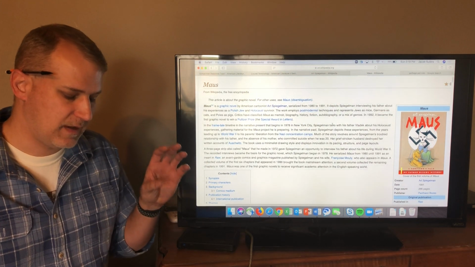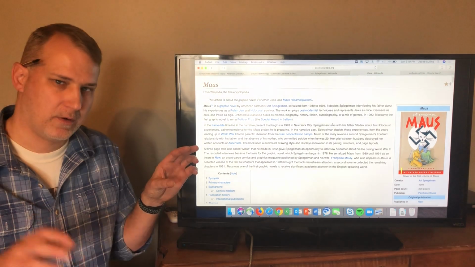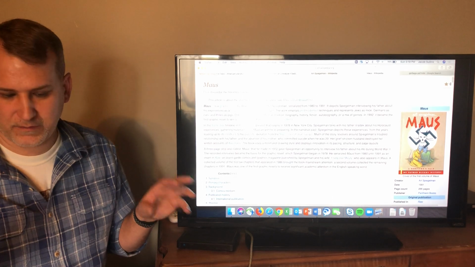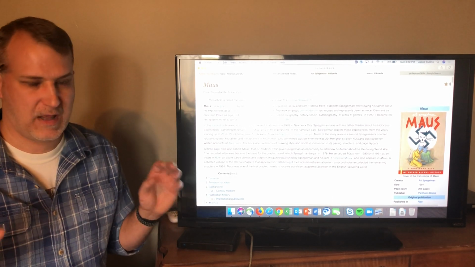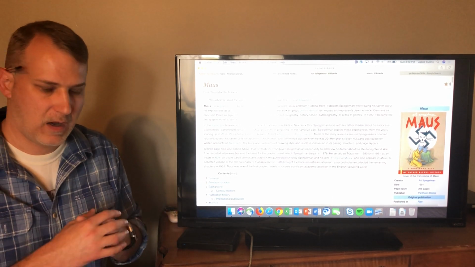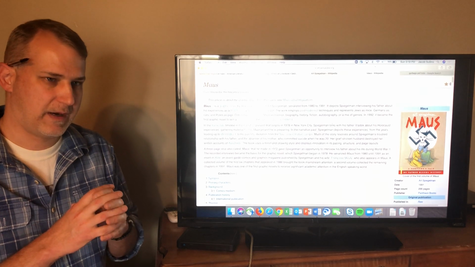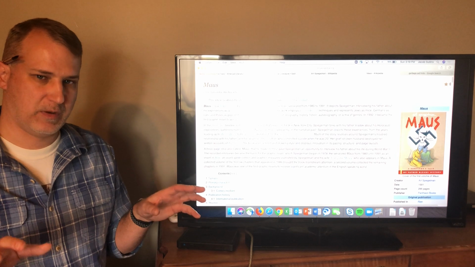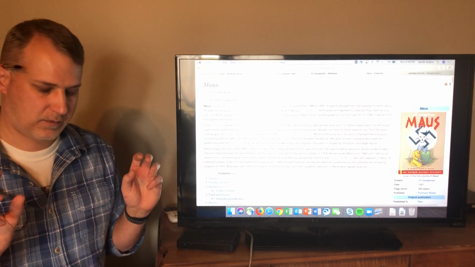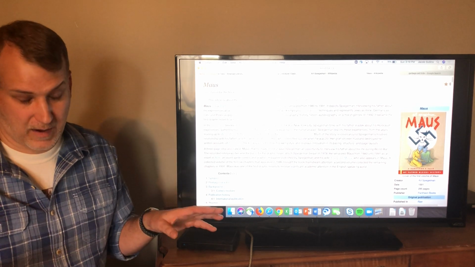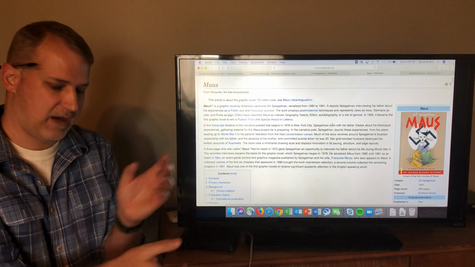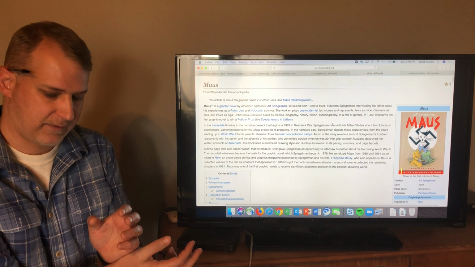And he uses this device of the graphic novel and of making the Jewish people mice and the Nazis cats and the French people frogs. He sort of plays with these stereotypes. One of the common pieces of Nazi propaganda presented Jewish people as rodents, as rats or mice. And so what Art Spiegelman does is take that and sort of use it and play with it in this graphic novel.